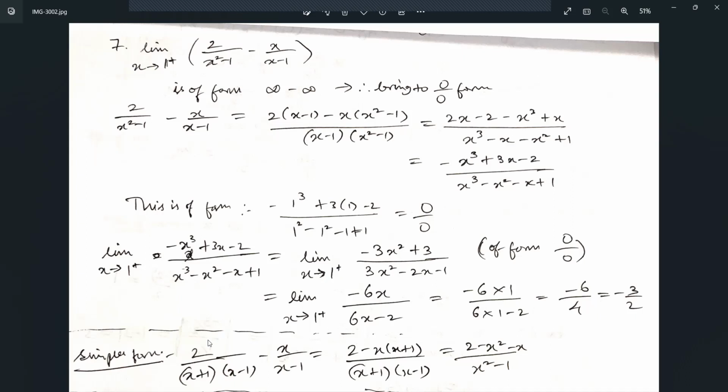So this is the final solution for the limit. But to solve it, there is a simpler solution. What we can do is 2 by x plus 1, x minus 1, minus 1 by x minus 1. So we take x minus 1 common outside and then do the addition. So this will give the solution in one application of L'Hopital.